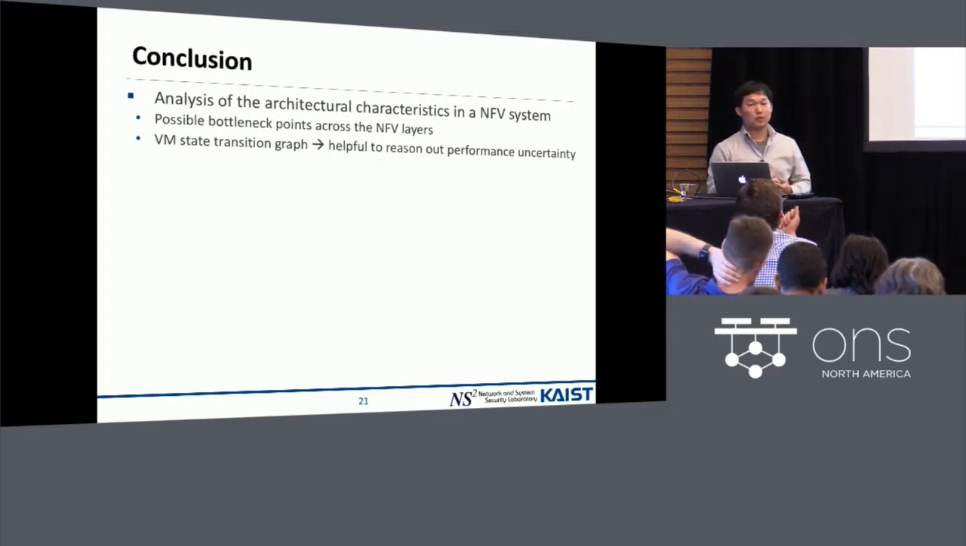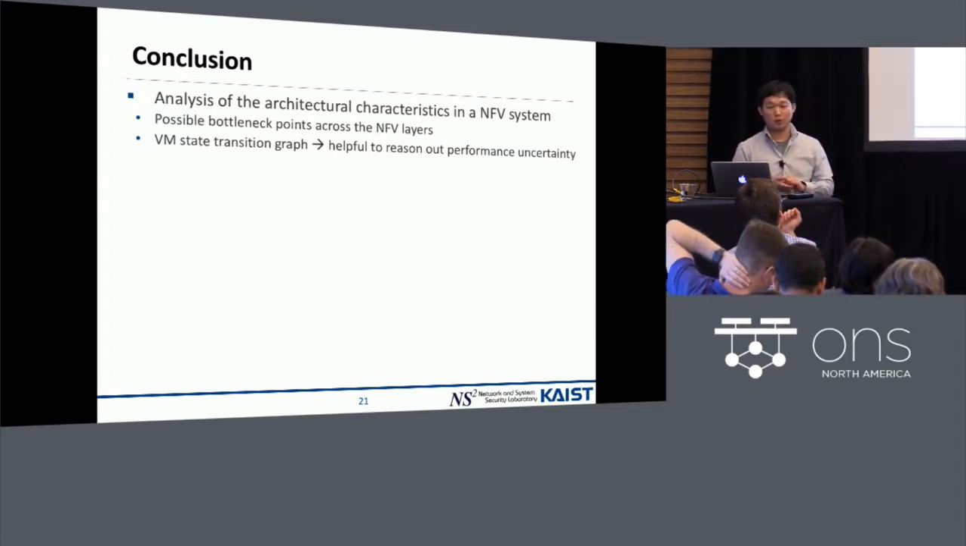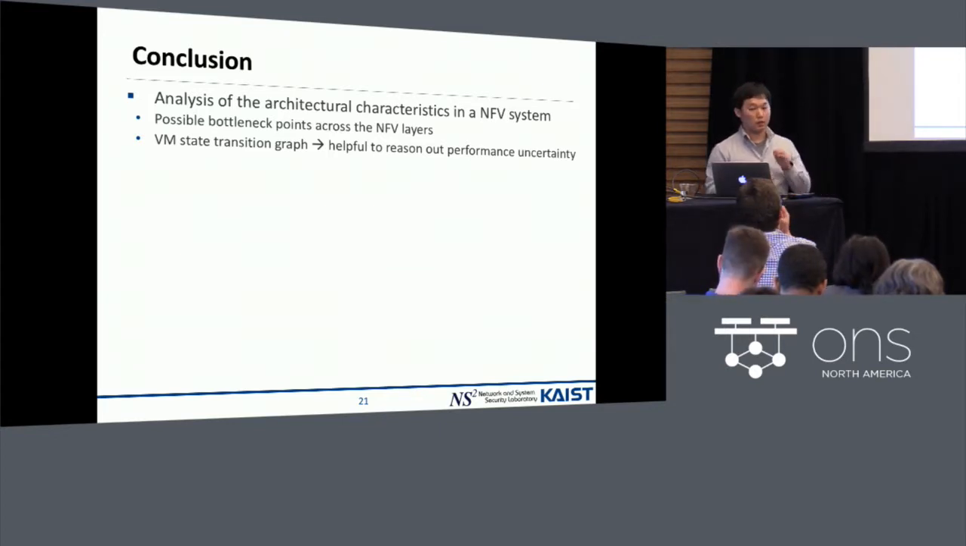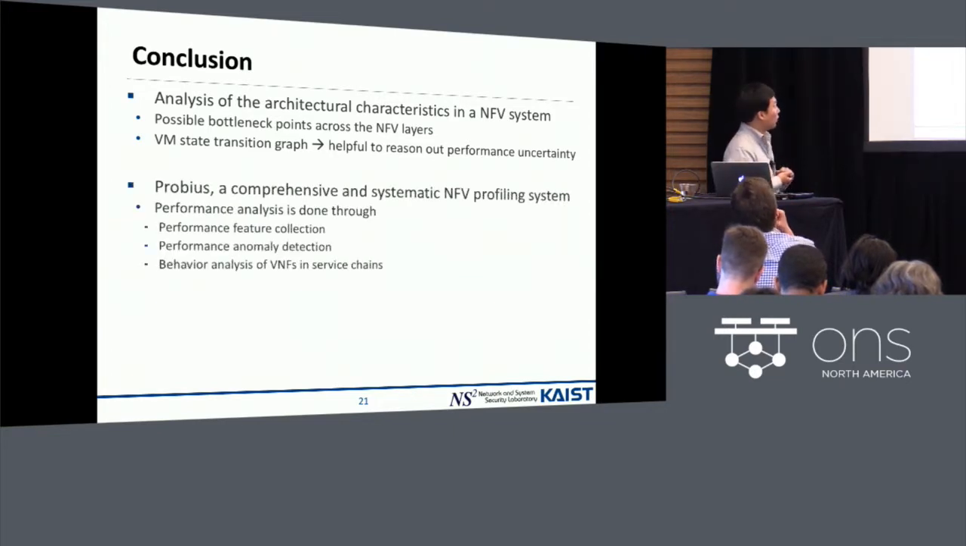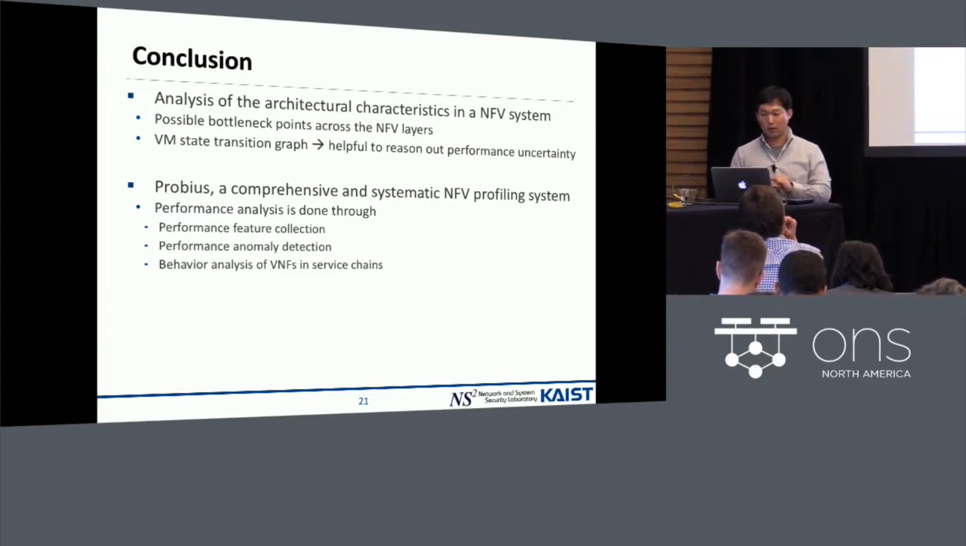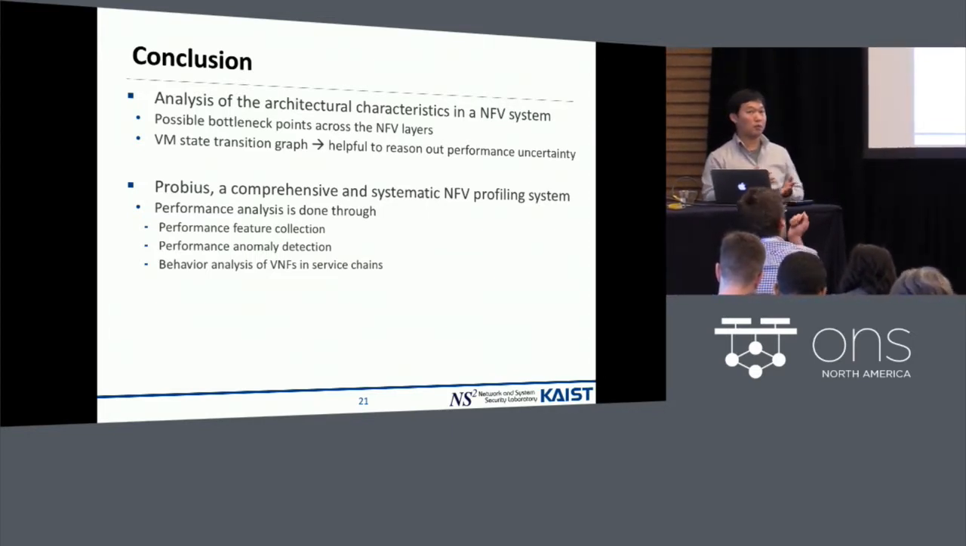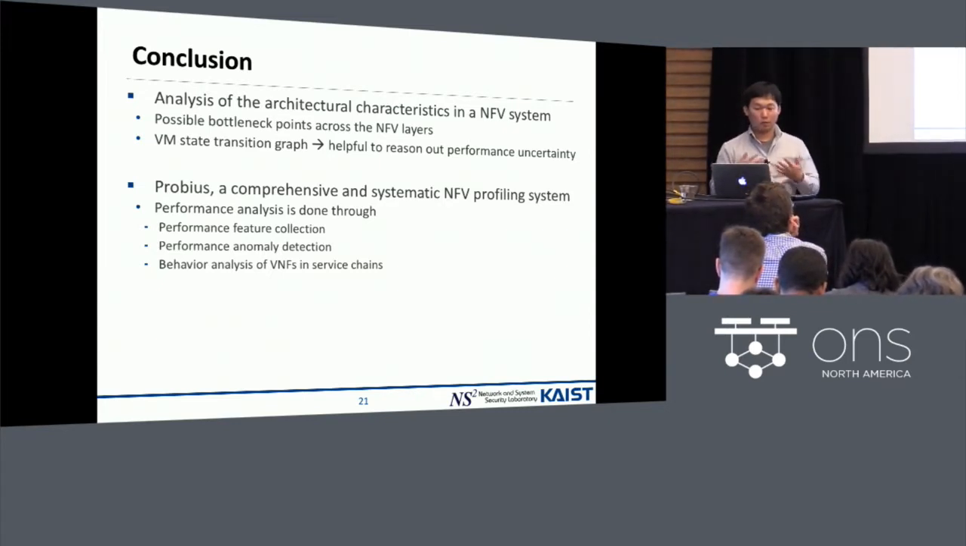In this work, to address the performance issues in NFV environments, we analyzed the architectural characteristics of an NFV system, and then we developed an analysis tool for VNFs and their service chains. With the broad coverage of performance issues and performance features, we collect performance variations across NFV layers and sort out some suspicious performance changes. Finally, we point out the most reliable reasons for the given performance issues.